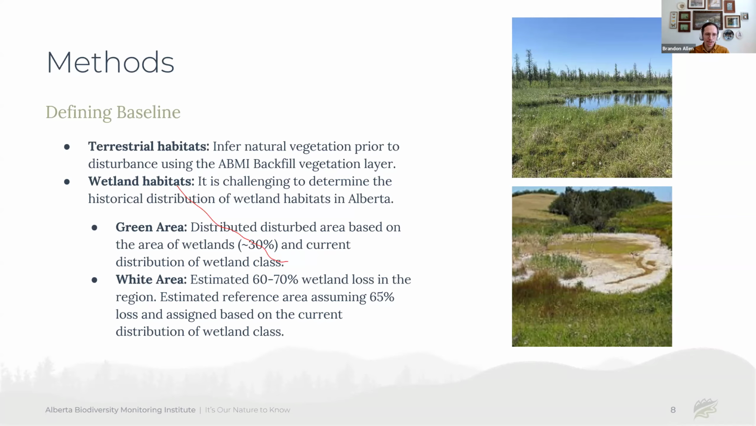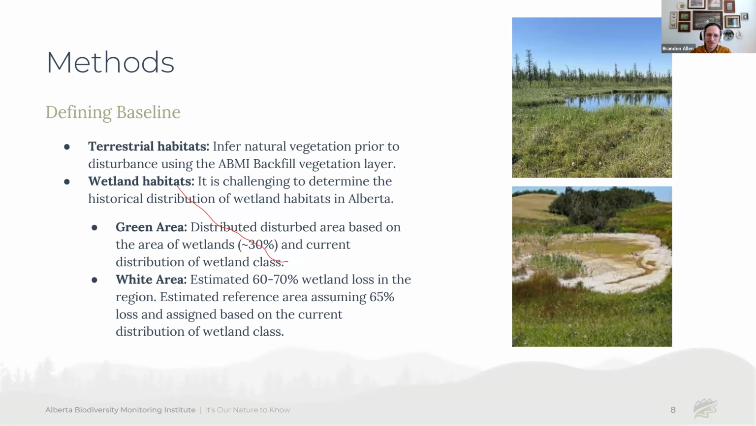So for terrestrial habitats, thinking of all of our wet or upland habitat classes, we infer a natural vegetation type prior to disturbance using the ABMI backfill vegetation inventory. So the way this works is, say you have a stand of spruce and a harvest area goes in there. We know prior to disturbance, it was likely a spruce stand. And we can use the general rule set for other disturbances as well. So if you put a well pad in the middle of a deciduous stand, we infer that the reference state for that well pad would have been deciduous.